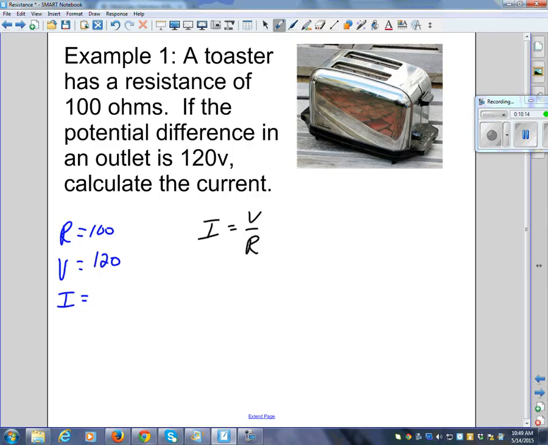Noah, are you writing this down? This example? Good. So the current, right underneath it, line up your equal signs. Voltage is 120. R is 100. Maybe you can do that in your head.